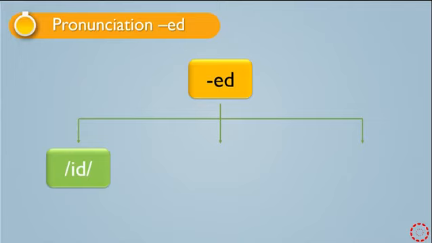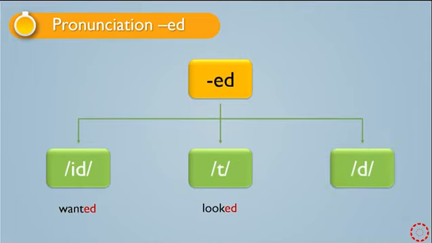One of them is id, just like wanted, and t, just like looked, and d, just like cleaned. At the end of words, ed has these 3 different sounds.